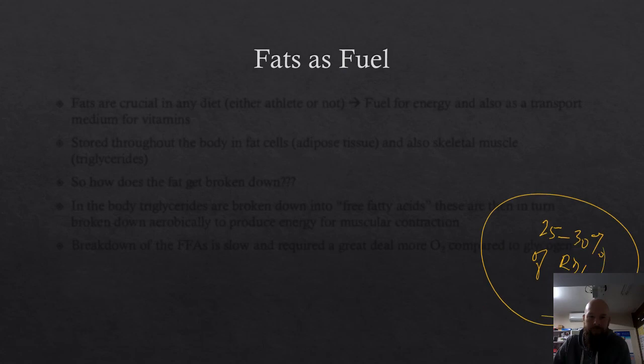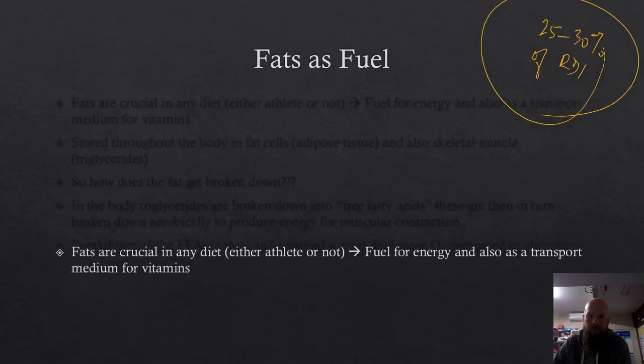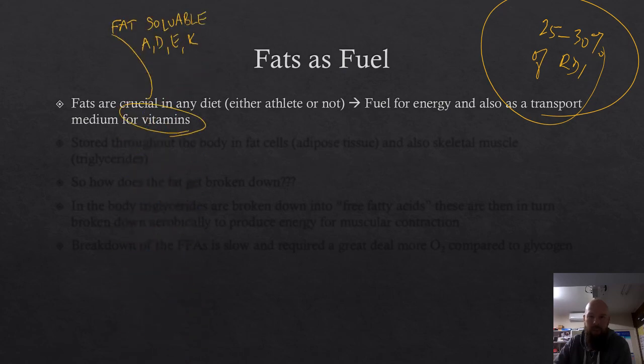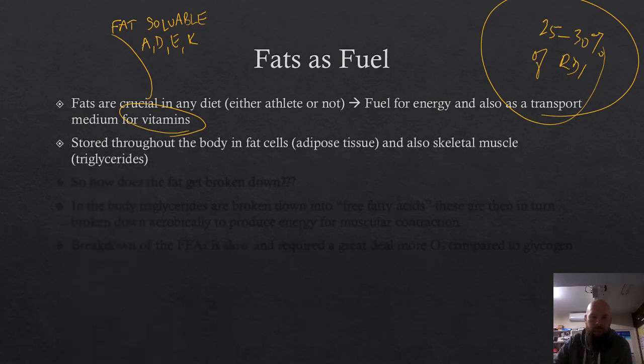So fats, 25–30%. We've already gone through that. All right, they're crucial. Doesn't matter whether you're an athlete or not. They're used as a medium to transport your vitamins and minerals around the body. Vitamins A, D, E, and K, they're the ones that are important. Like we said, they get stored in the fat cells, adipose tissue, and in the skeletal muscle.